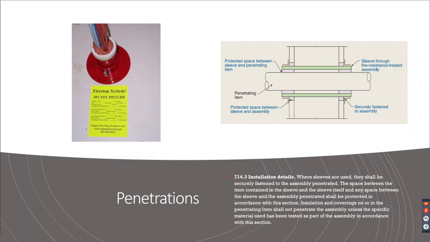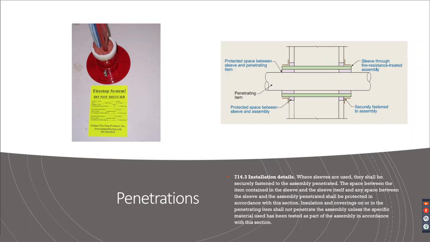Insulation and coverings on or in the penetrating item shall not penetrate the assembly unless the specific material used has been tested as part of the assembly in accordance with this section. So just like anything that we're looking at, if it's part of an assembly, it's not just one thing, it's a bunch of things put together that were put through a test and then are assembled together, right? So what is being installed in here has to match how it was tested and then how it's listed.